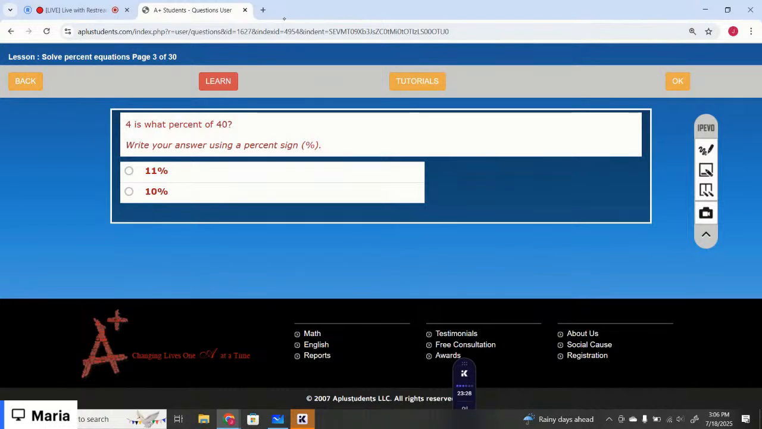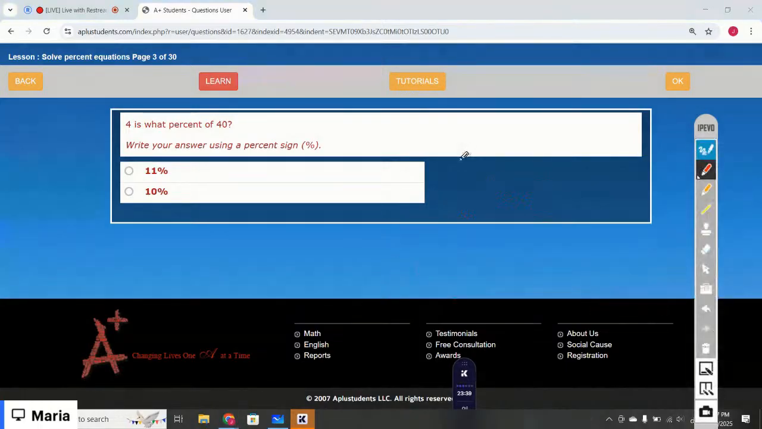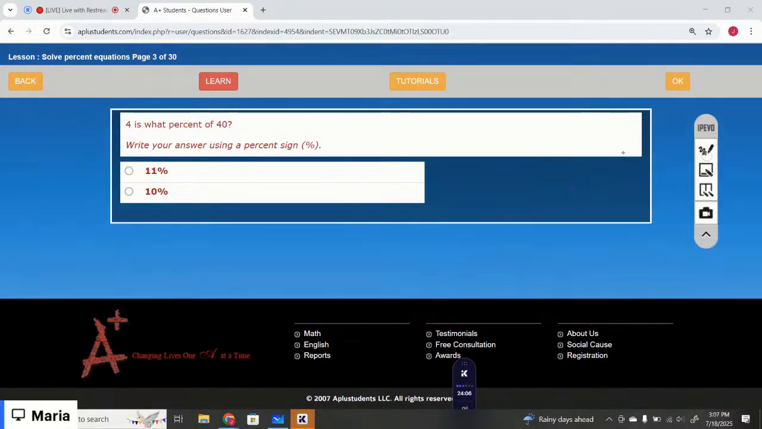4 is what percent of 40? So 4 is the part of the whole 40. You need to calculate what percent. So P equals 4 times 100 divided by 40. So P equals 10%. The correct option is 10. Option number 2 is the correct option.